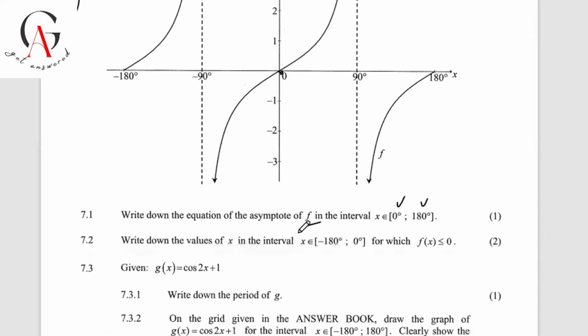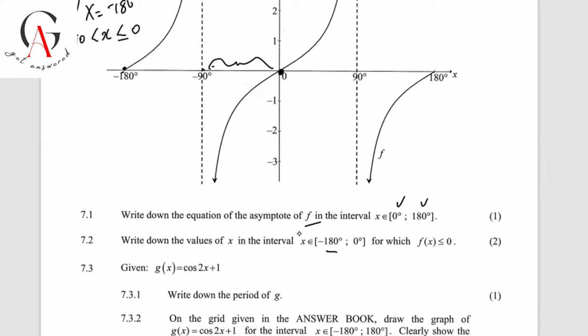7.2, they want us to write down the values of x in the interval between negative 180 and 0 where the graph is below or equal to 0. So we can see that the graph is below 0 from here up to this point within this interval. Then at this point here, the graph is just equal to 0. So what I'm going to say is that x is negative 180 degrees, and then negative 90 is less than x, less than or equal to 0. That's my approach for 7.2.